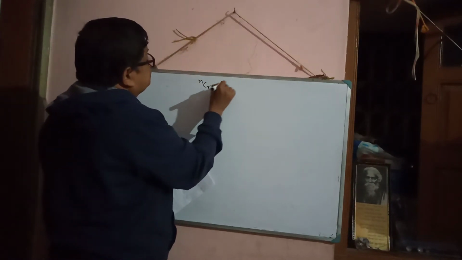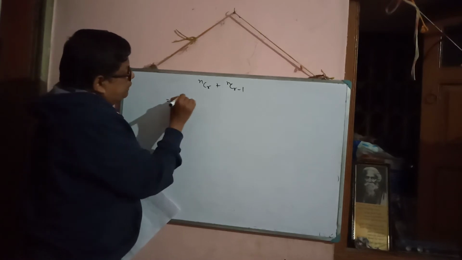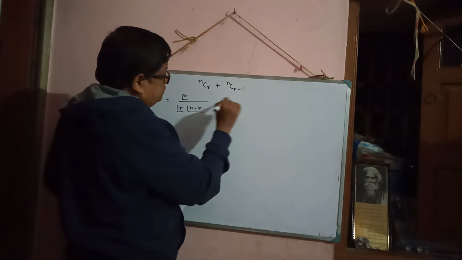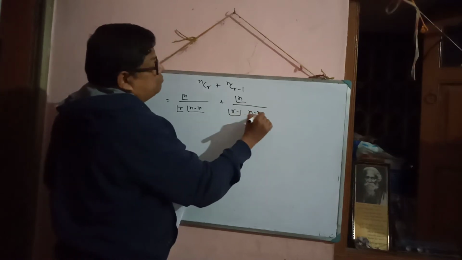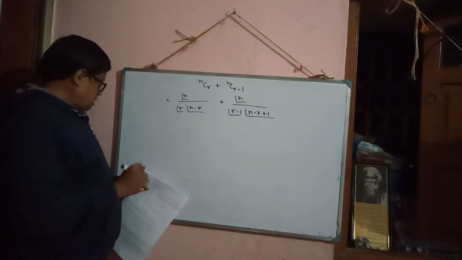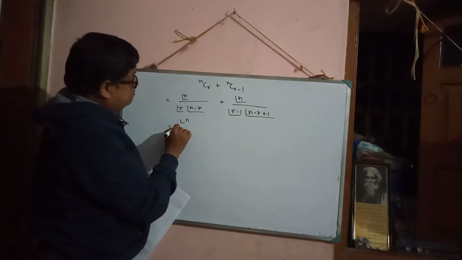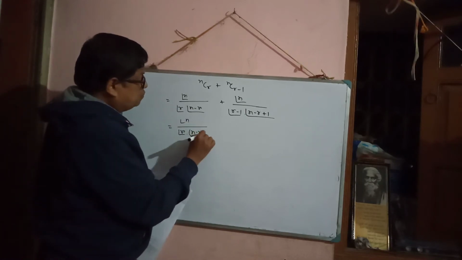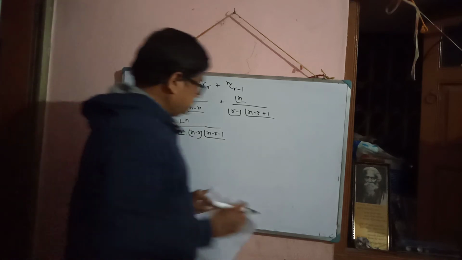See, nCr plus nC(r minus 1). Look here, you can write n factorial by r factorial into n minus r factorial, plus n factorial by (r minus 1) factorial into (n minus r plus 1) factorial. Now n factorial take common.